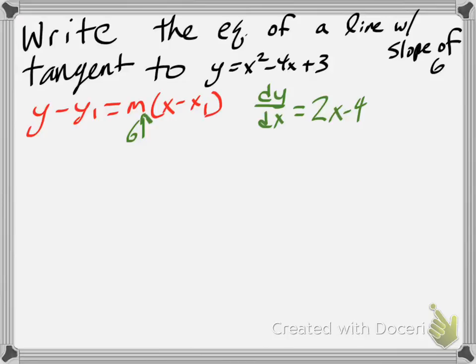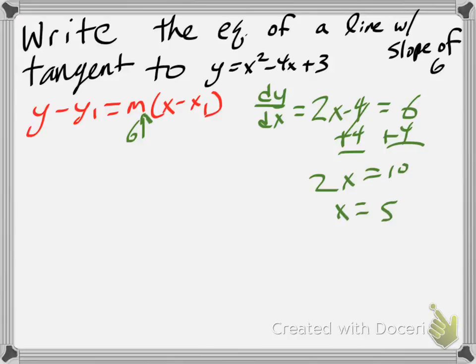So the derivative is the rate of change, and the rate of change here needs to equal the slope, which needs to equal 6. So I'm literally going to set it equal to 6 and solve for x to find where that x value is. Now I have a very simple linear equation. To solve for x, add 4 to both sides: 2x equals 10, so x equals 5. So now we know where the slope is equal to 6. It's at x equals 5.